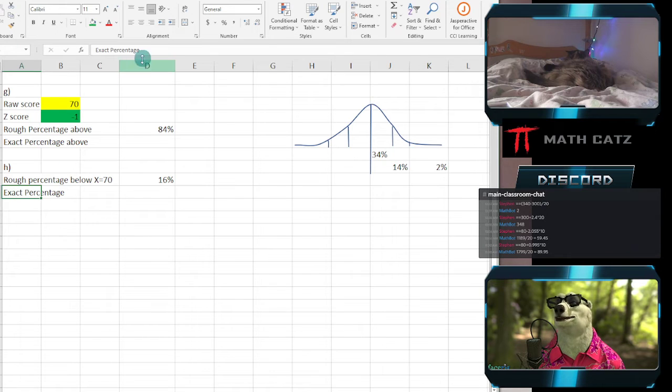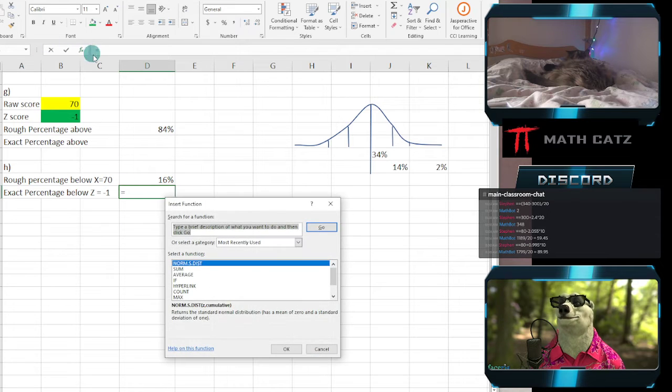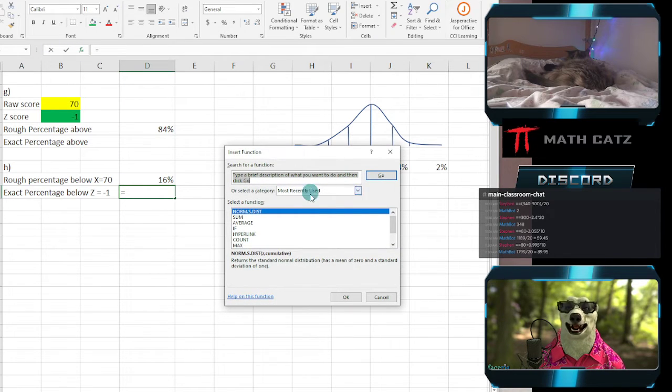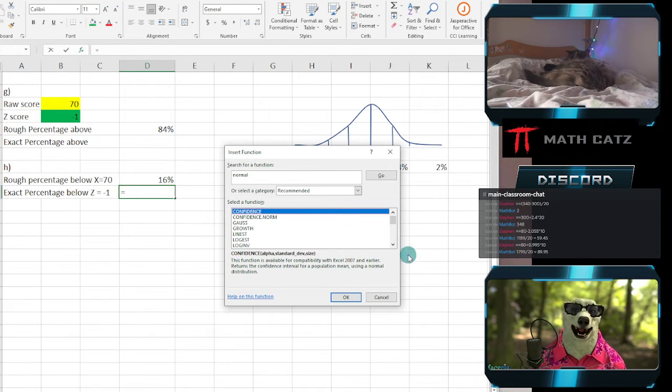So the exact percentage below z equal to -1, space missing, is what I'm looking for. So now I'm not going to remember the function. What if I make a mistake? It's a hassle and it wastes my time. I remember, oh, it does show me recently used functions, but maybe I don't remember that at all. I'm going to search for normal. None of these sound right.